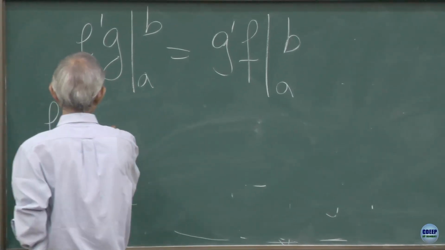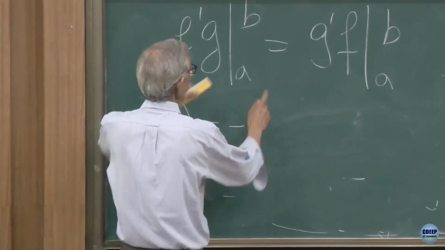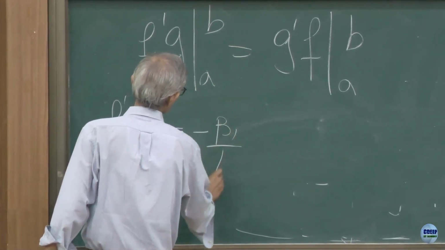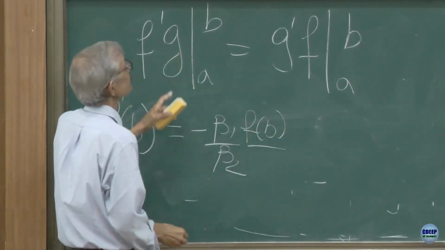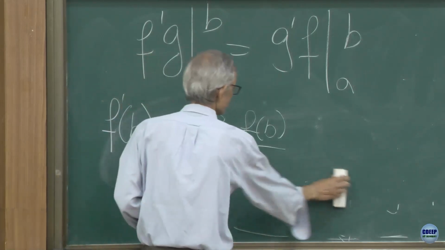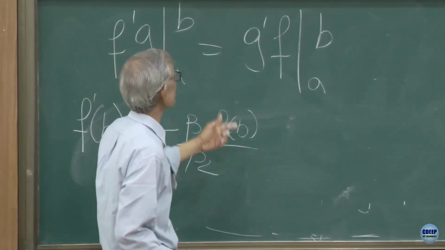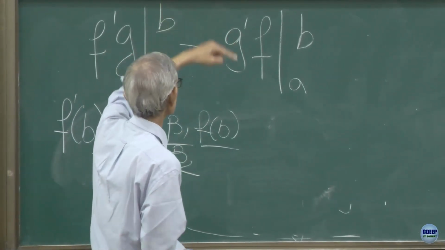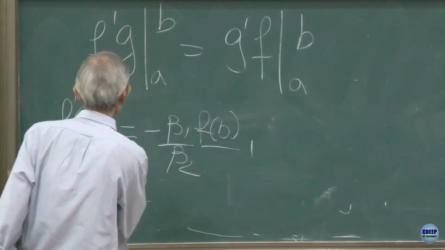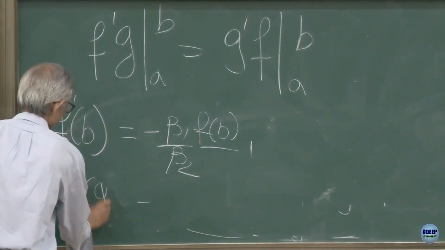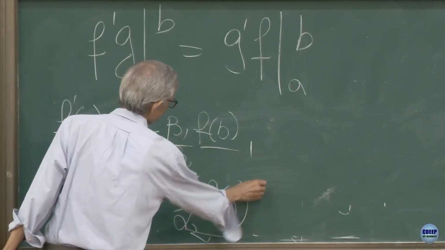So F prime of B is going to be equal to minus of beta 1 by beta 2 F B. So that's coming from the second equation. Okay. And now from the first equation you will get F prime of A is equal to minus of alpha 1 by alpha 2 F A.